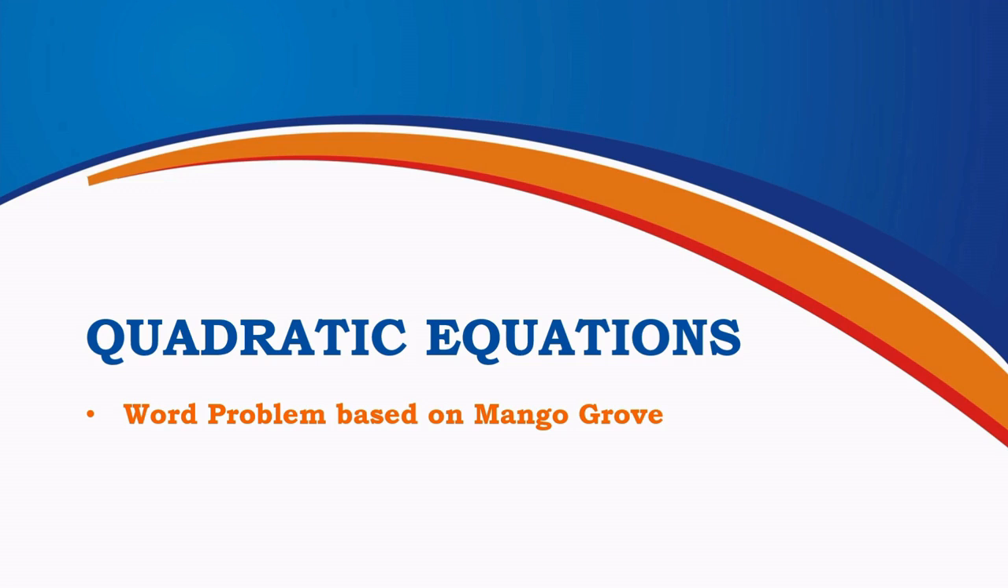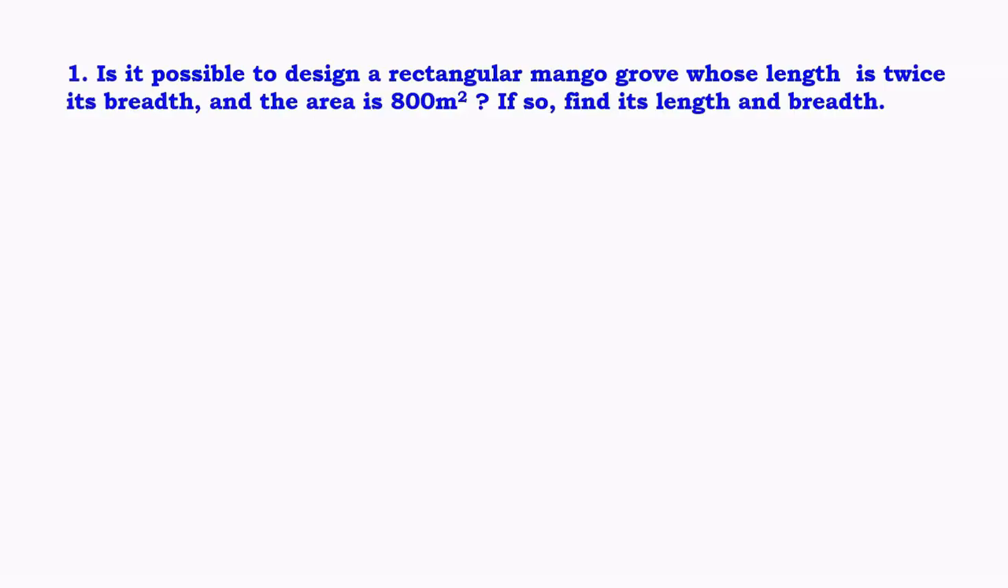Let us now take the mango grove problem and solve it carefully step by step. By the end of this example, you will be able to approach similar quadratic equation word problems with confidence. Let us first read the question carefully. Is it possible to design a rectangular mango grove whose length is twice its breadth and the area is 800 square meters? If so, find its length and breadth.